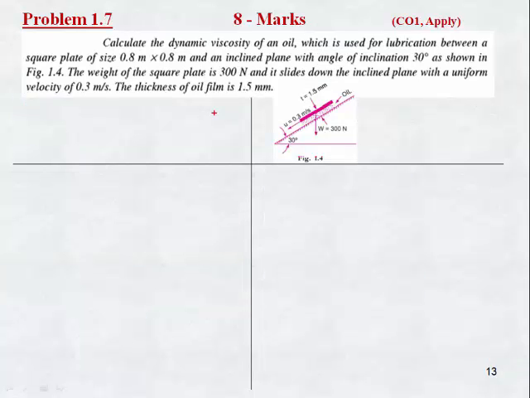Next we are going to see problem 1.7. It contains 8 marks. Calculate the dynamic viscosity of an oil which is used for lubrication between the square plates. The size of the plate is 0.8 meter into 0.8 meter, on an inclined plane with an angle of inclination 30 degree as shown in the figure. The weight of the square plate is 300 Newton, acting on the sliding plate, and it slides down the inclined plane with a uniform velocity of 0.3 meter per second. The thickness of the oil film is 1.5 millimeter.